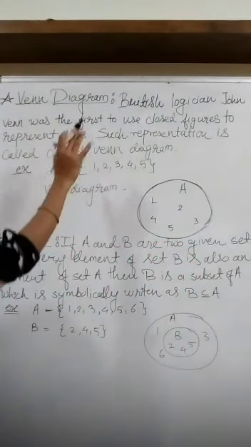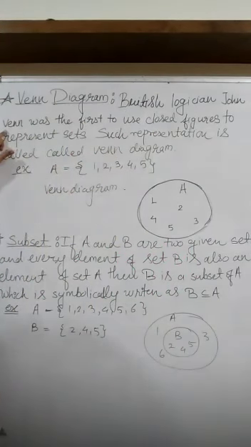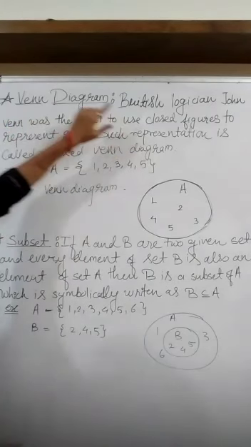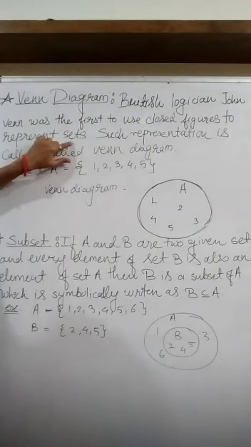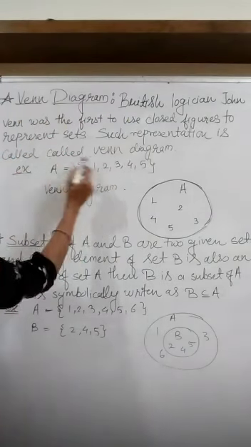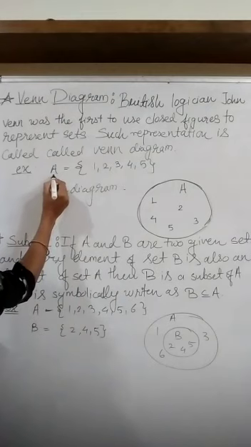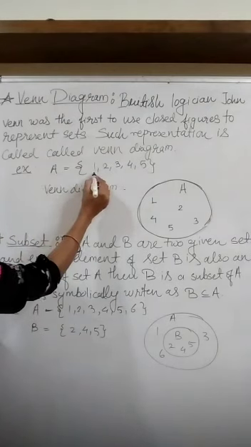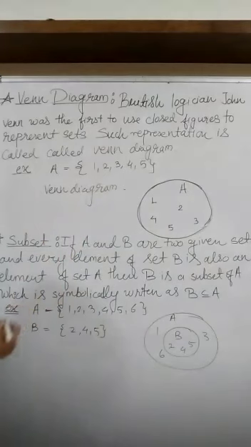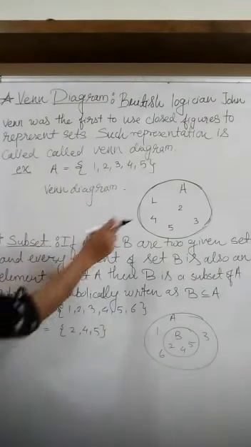This concept was firstly introduced by the British logician John Venn. He was the first one who used closed figures to represent the set, and such closed representation of the set is called the Venn diagram. In a Venn diagram we can represent the set also. For example, set A of elements 1, 2, 3, 4 and 5. So this set I can represent with the Venn diagram in this way.